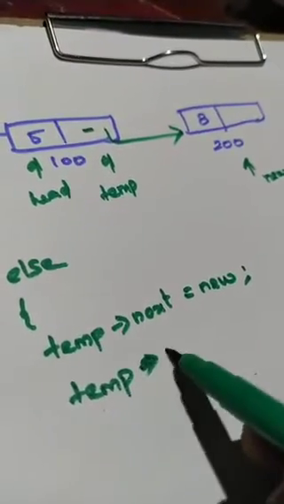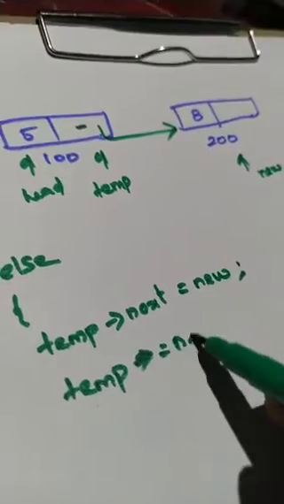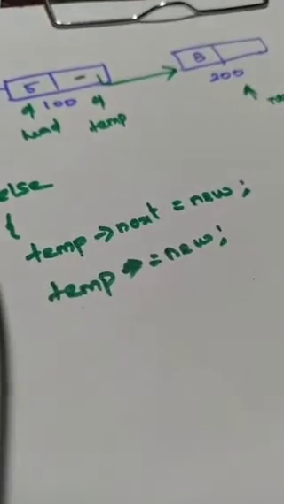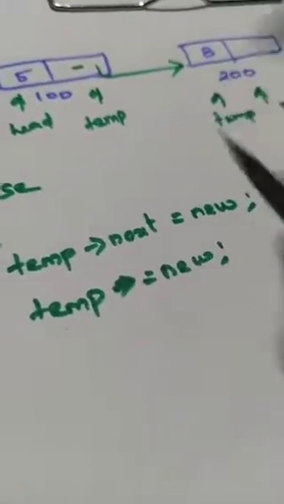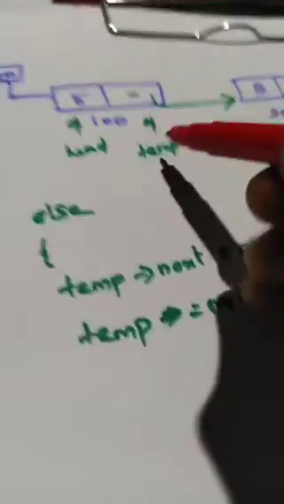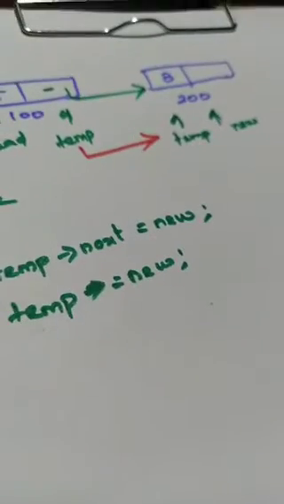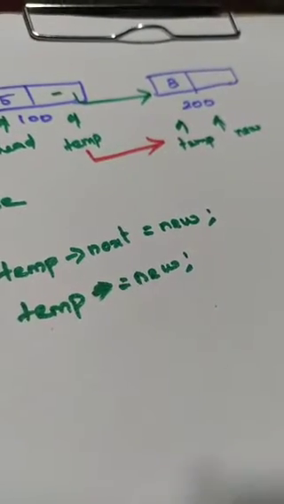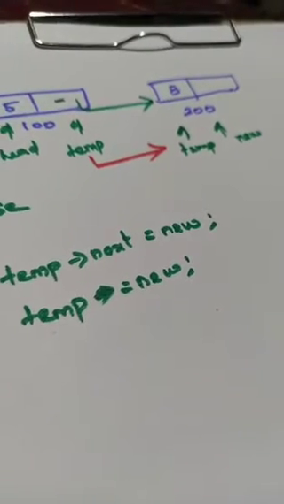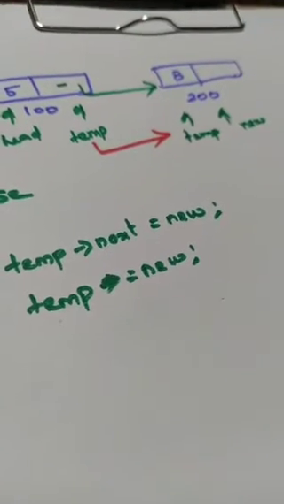the temp pointer will be assigned to the new node. Okay, now temp next will point to the newly inserted node, and the temp pointer also will point here. So it will switch over from the first node to the second node. Okay, so you can see the difference. Whenever we insert a data, the temp pointer will move to the new node. So that's the use of the temp pointer, to insert new data into the linked list, right?